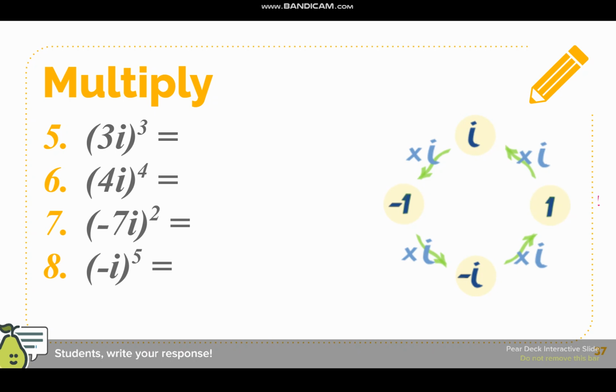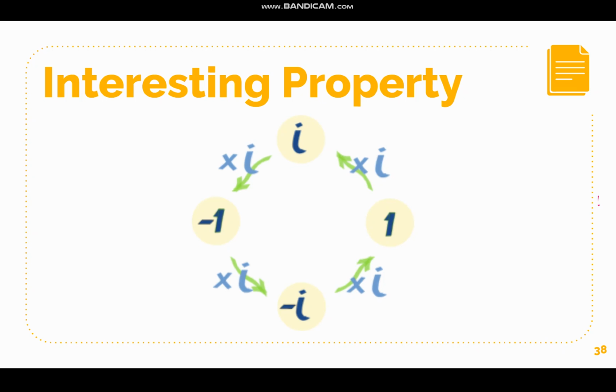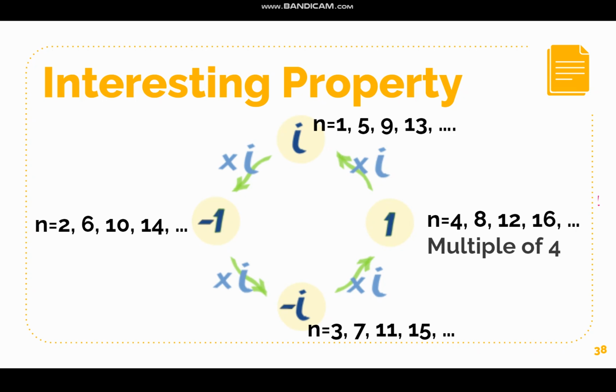And lastly, this is something that we did, we can talk about later on, i to the power. So I just need you to multiply and get the answer, like which one should be real numbers.